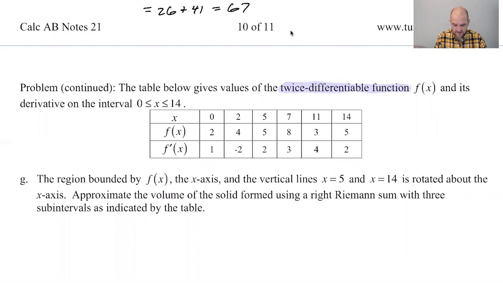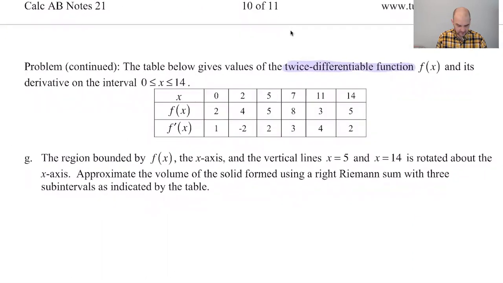So the problems we're about to do are, I think, the weirdest of the volume type problems that you can do. So let's see if we can make sense of them. The region bounded by f of x, the x-axis, and the vertical lines 5 and 14. So 5 and 14 is not the full deal, it's just from here to here. When you read your table, you have to make sure you're reading the right part. Rotate about the x-axis, and approximate the volume of the solid formed using a right Riemann sum with 3 subintervals as indicated by the table.